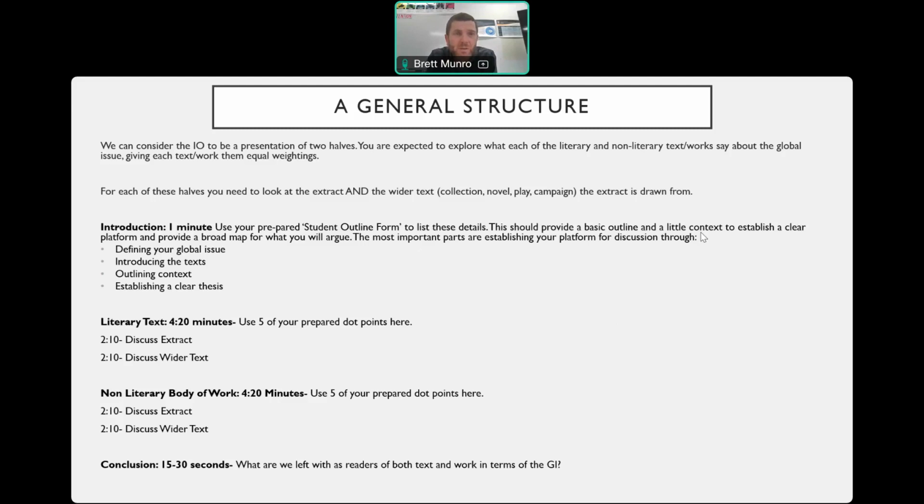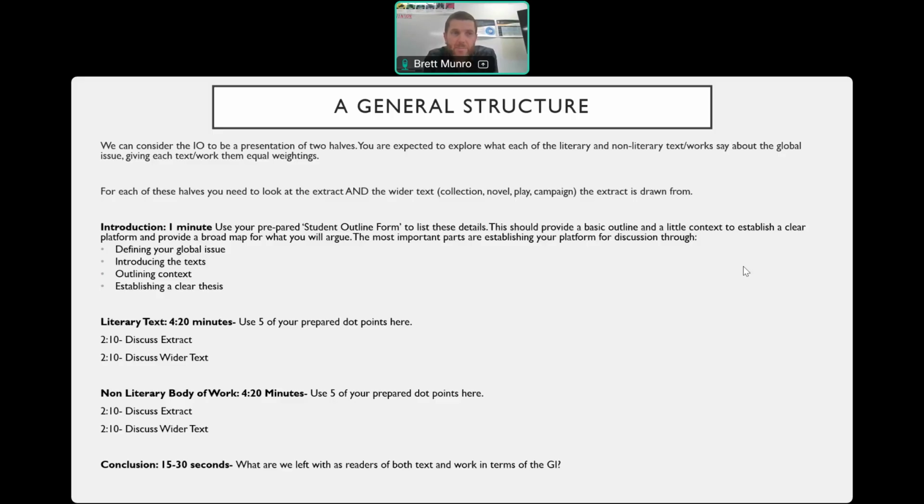So here, I've got a general map for what this should all look like. You should provide an introduction that goes for about a minute. You should use your pre-prepared student outline form to list the details required. This should provide a basic outline of your issue and provide a broad map for what you will argue. The most important parts are establishing your platform for the discussion through defining your global issue, introducing the texts, outlining the context, and establishing a clear thesis. This should be brief, reasonably broad, and should go for about a minute.